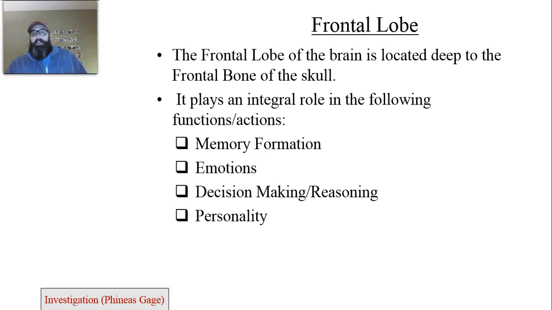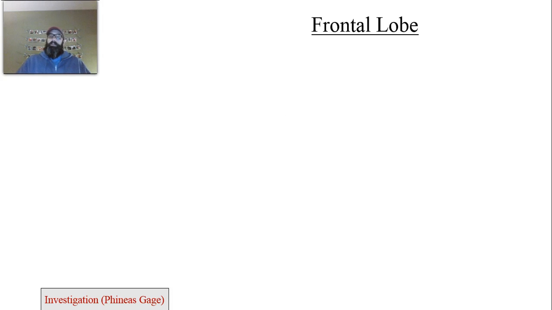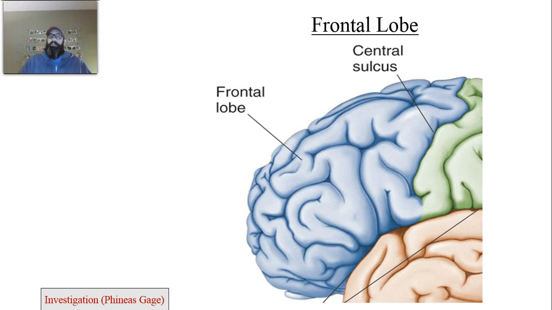Part of that decision making and reasoning has to do with the fact that you make decisions based on the prediction of future events. So this is where your brain comes into play in being able to predict what could or should happen within the body.